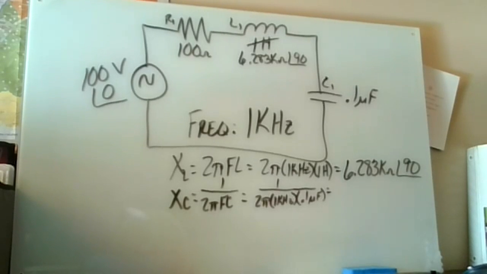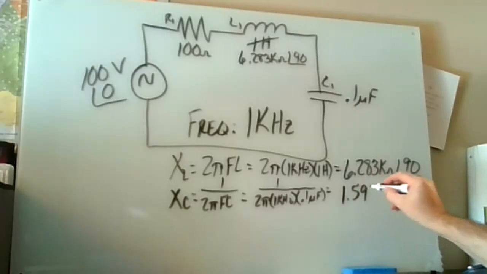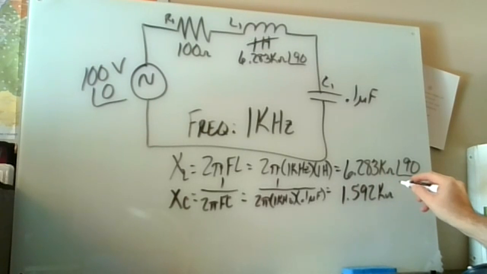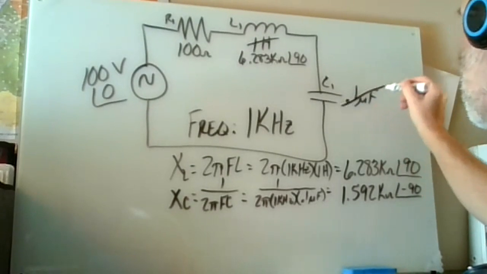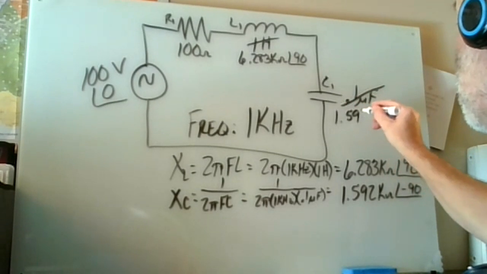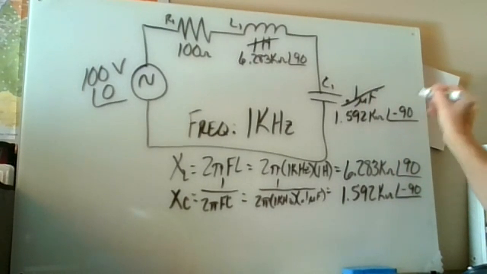There's 1.592. K ohms. What else do I need? Angle of negative 90 degrees. So then I'm going to ever so gently line that out, and I'm going to put 1.592 K ohms at an angle of negative 90 degrees.